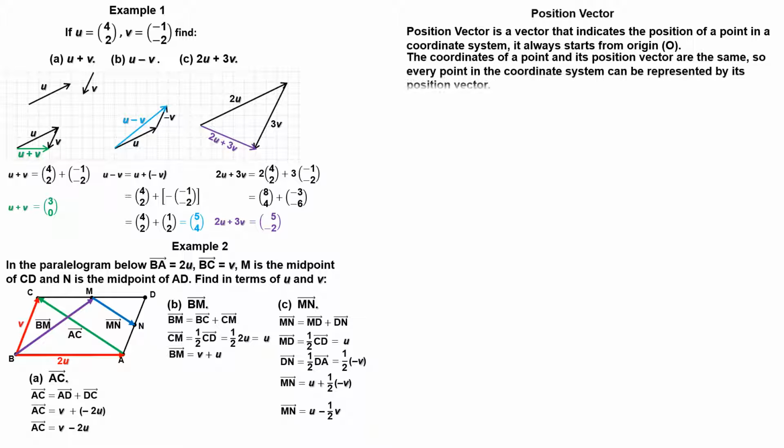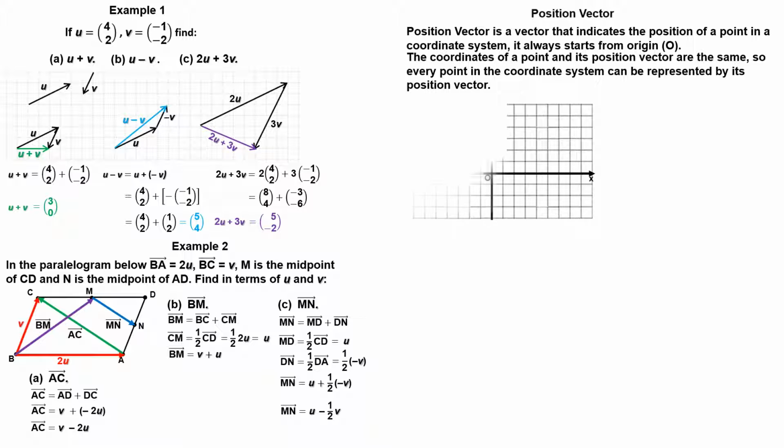Position vector. A position vector is a vector that indicates the position of a point in a coordinate system. It always starts from the origin O. The coordinates of a point and its position vector are the same, so every point in the coordinate system can be represented by its position vector.